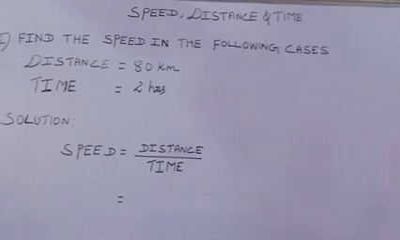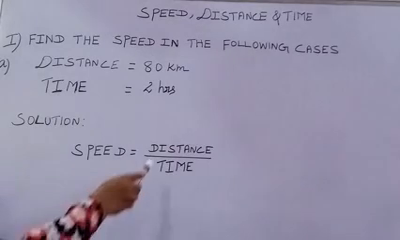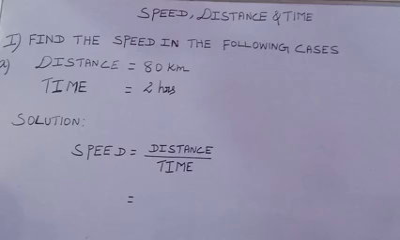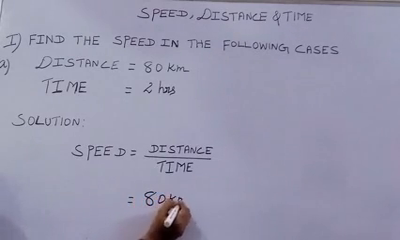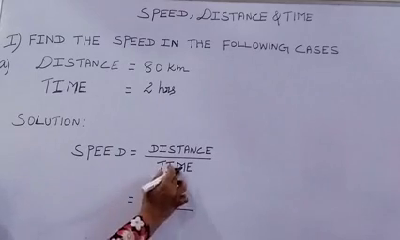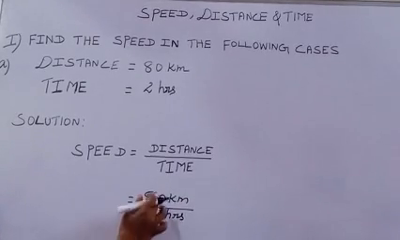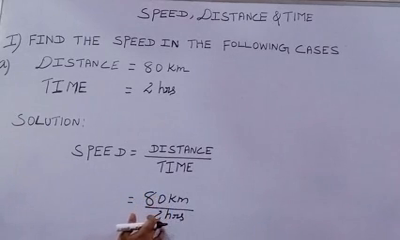How do you find it? Already you know the speed formula: speed is equal to distance divided by time. So how much distance is given here? 80 kilometers divided by the time, 2 hours. You have to write the unit also, children. Now you need to divide 80 by 2.